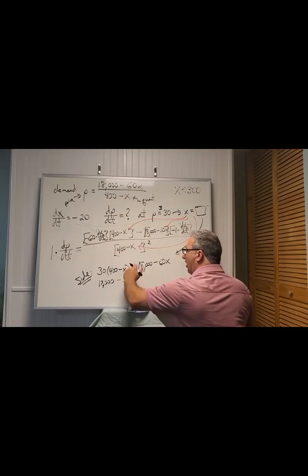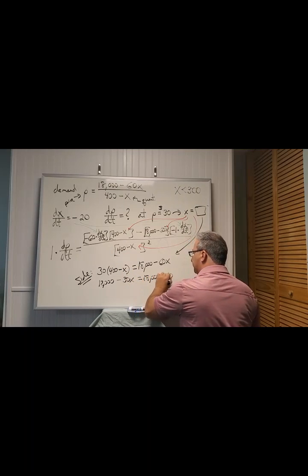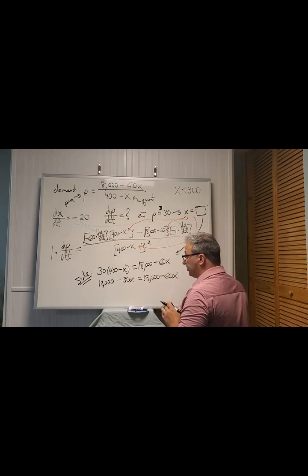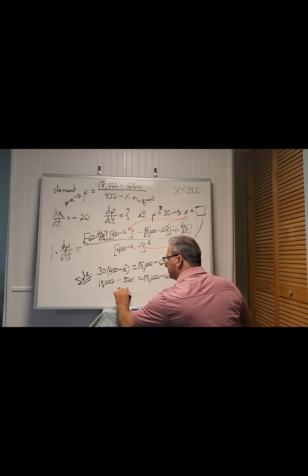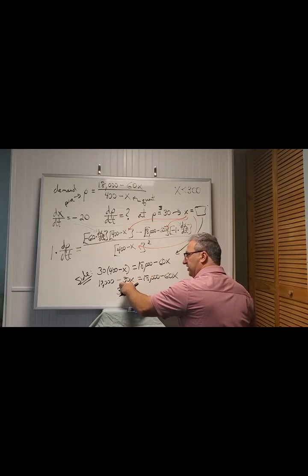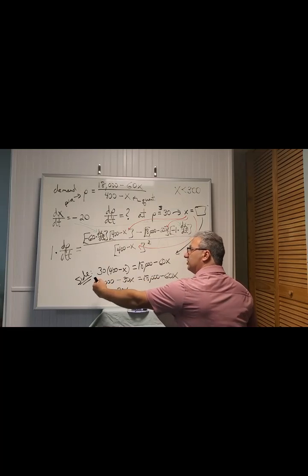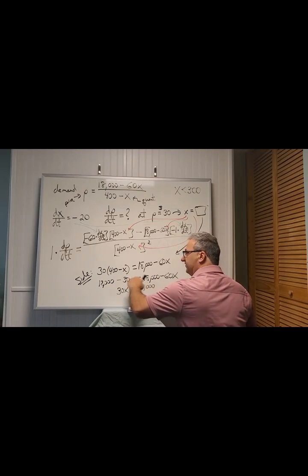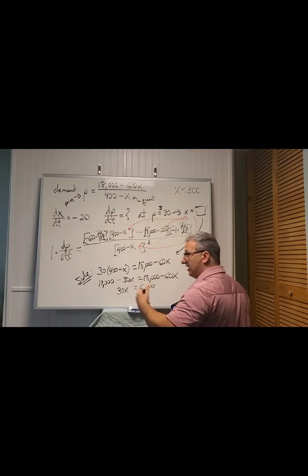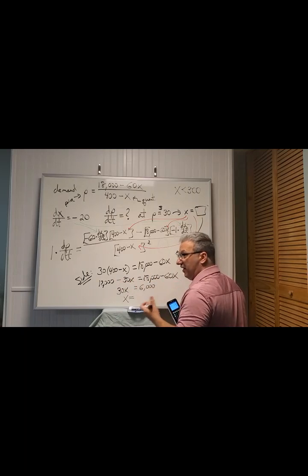Some good algebra. And that equals 18,000 minus 60x. So now I've got to solve for x. No big deal. Add the 60x over there, I get 30x. Please notice, add 60x over here, you get 30x. That means I've got to move that over. So subtract 12,000 over, we get 6,000, because 18,000 minus 12,000 is 6,000. And all I need left to do is divide by 30, and I'll find my x.